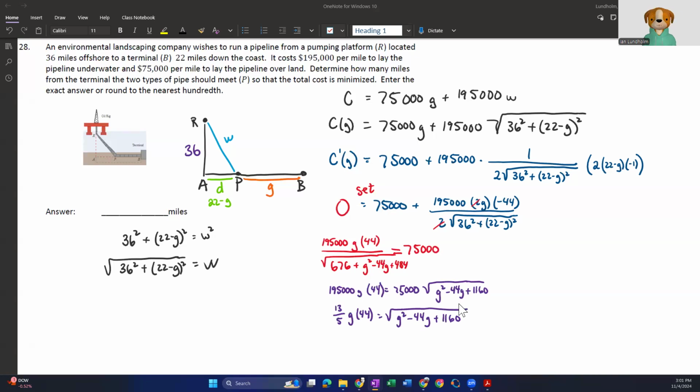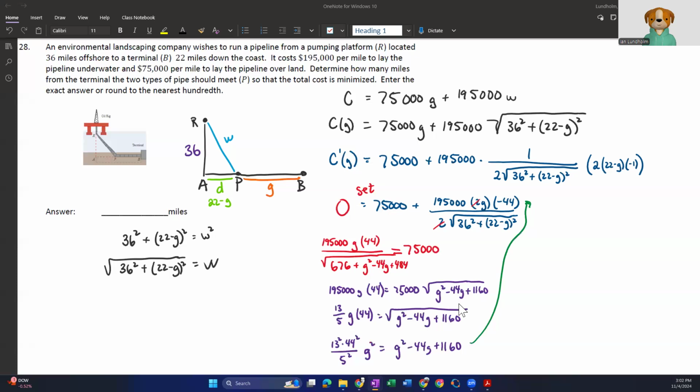And then we square both sides so that we've got 13 squared times 44 squared over 5 squared times g squared equals g squared minus 44g plus 1160. Whoa. And then we keep going and figuring this out. All right, we're running out of room. Let's make it green and go up here.